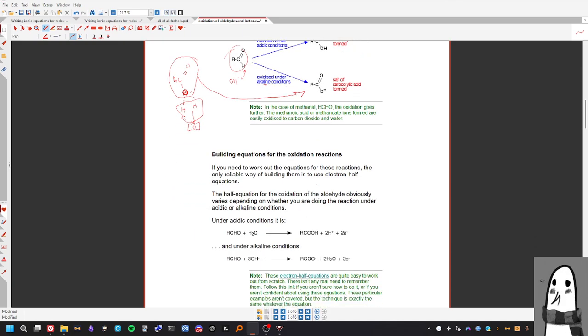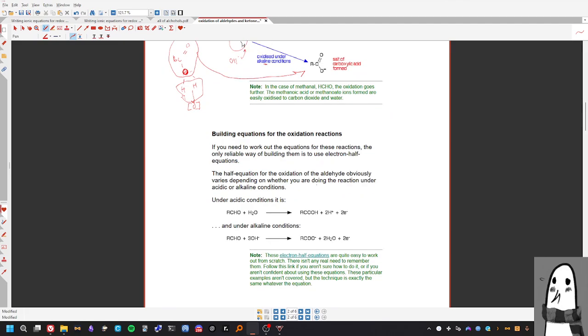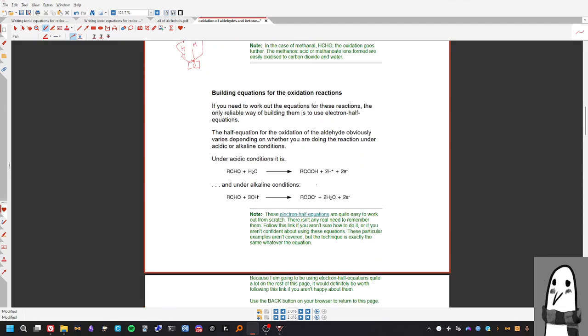Now, building your equations for oxidation reactions. How are we going to do that? If you need to work out the equations for these reactions, the only reliable way of building them is to use electron half equations. The half equation for oxidation varies depending on whether you're using acidic or alkaline conditions. Under acidic, it's going to be simple. It's going to be this plus water.